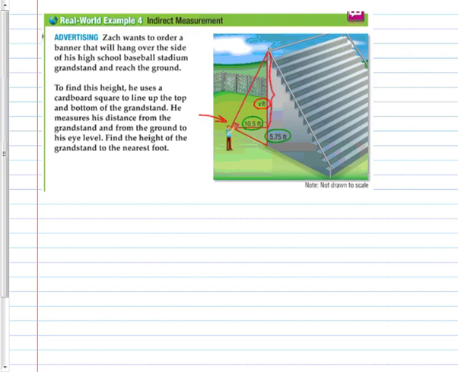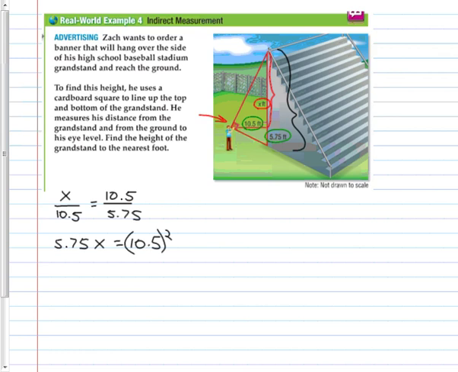Where is my geometric mean in that relationship? The 10.5 is the geometric mean, so it needs to go in my means position. 10.5 is the geometric mean between x and 5.75. Sometimes we may need the whole hypotenuse, which you would have to add together, x plus 5.75. We'll eventually do that for the height. Let's do our cross products. 5.75x must equal 10.5 squared, since 10.5 times 10.5. Divide by 5.75. What's the value of x? 19.17. So that's x.